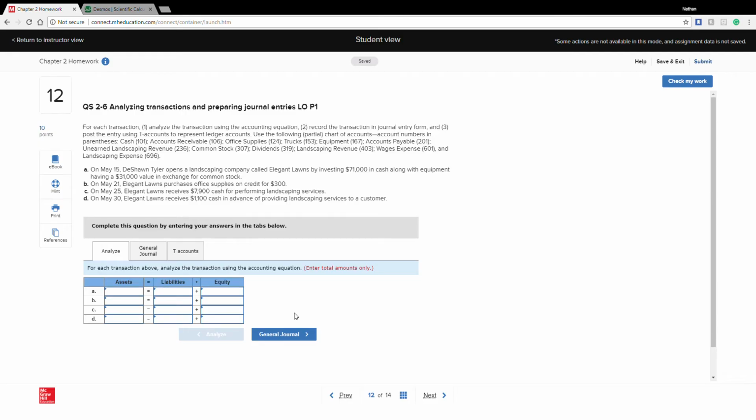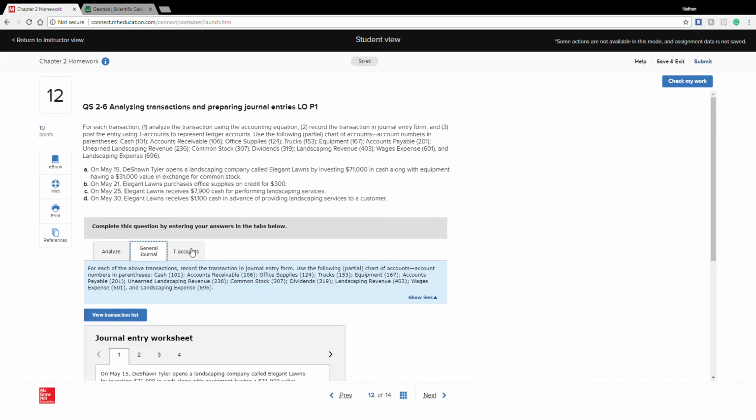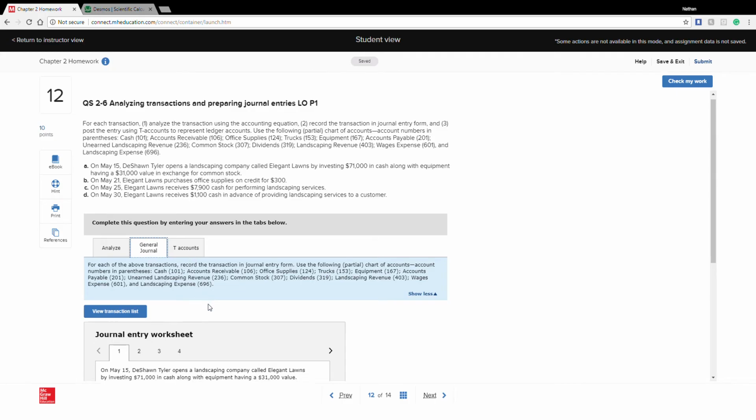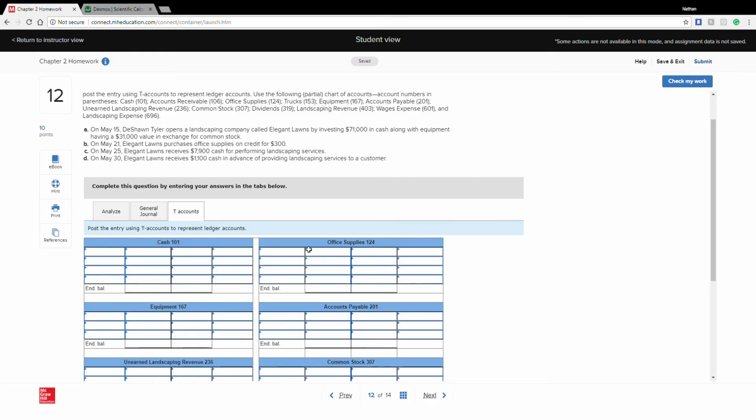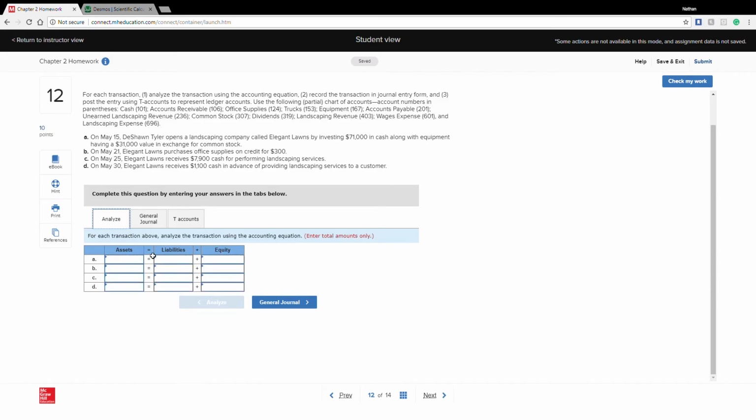Now, question 12. As you can see, question 12 has 3 parts going on right here. We have analyze, we have the general journal, so we get journalize, and then we get T accounts. Yay on both ends. So, let's start off. We're going to analyze A, B, C, and D and see what's going on.